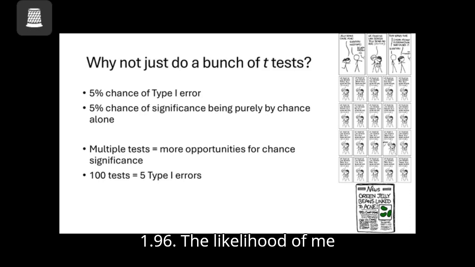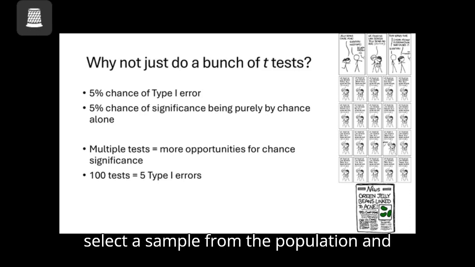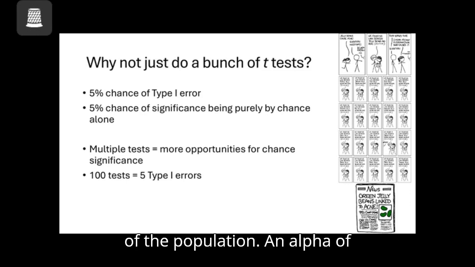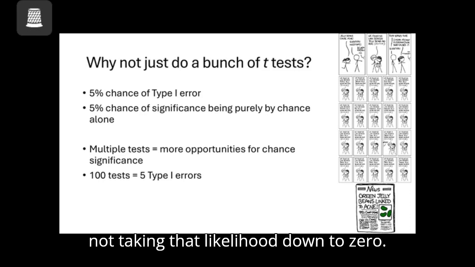The likelihood of me getting a t-statistic that is more extreme than 1.96 or negative 1.96 for the lower tail is less than 5%. But that's not zero. It's not impossible to, purely by chance, completely randomly select a sample from the population and come up with a value at the very extremes of the population. An alpha of 0.01 instead of 0.05 would drop this likelihood to less than 1% instead of 5%, but that's also pushing our critical value out to 2.33 instead of 1.96. And it's also not taking that likelihood down to zero.